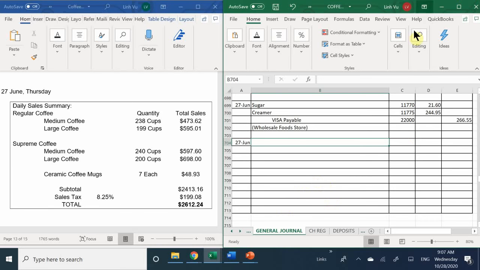Okay, so the first thing I'm going to recognize is checking. Good. And how much did I receive? We received $2,612.24.